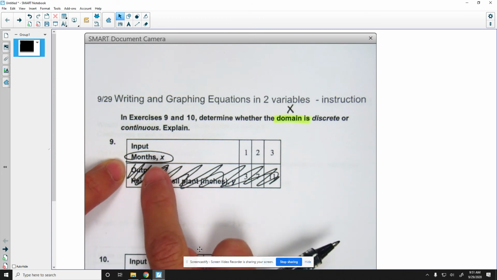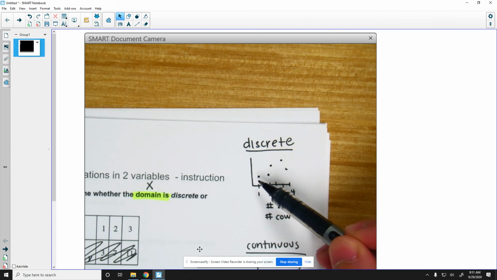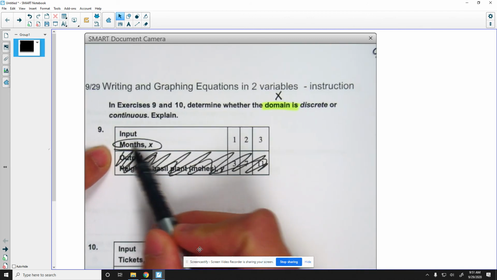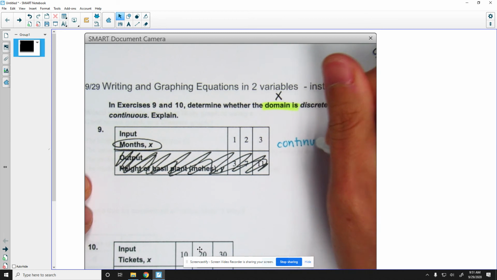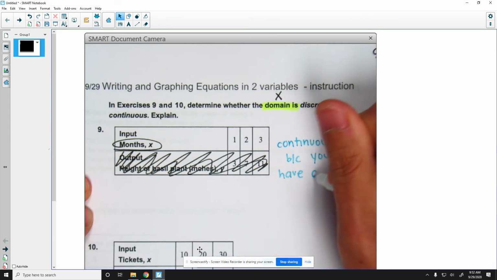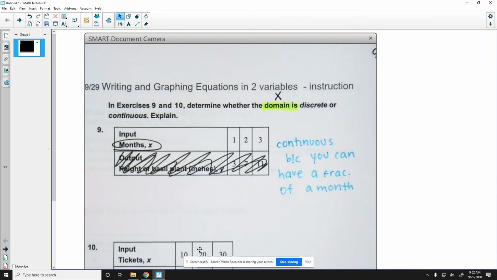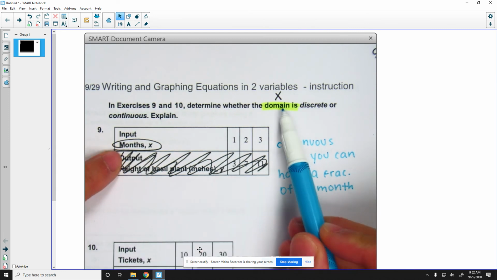So if I can have a fraction of this word, is it considered discrete or continuous? Continuous. Okay, so discrete means I cannot have a fraction of that word. Continuous means I can. So I can have continual months. Months can go on and on and on forever and everything in between. So this would be considered continuous because you can have a fraction or a decimal of a month, right? You can have 2.9 months. So you're only looking at this word. You're not looking at the whole thing because it's just asking you about the domain.